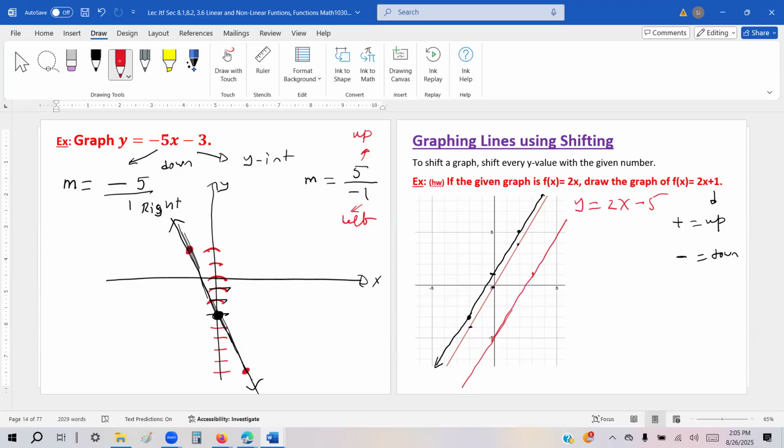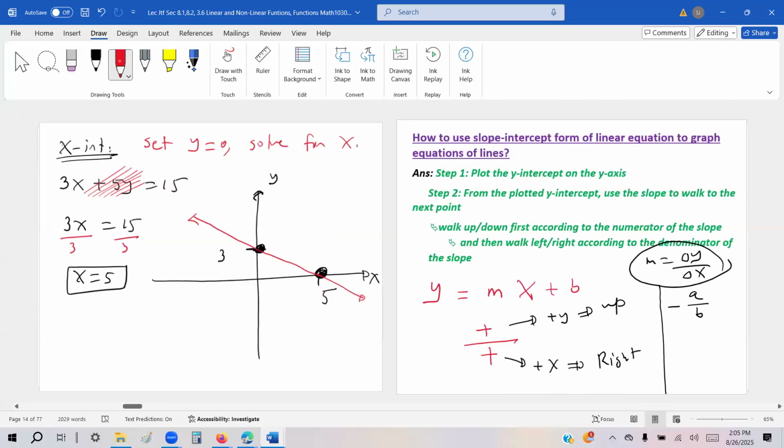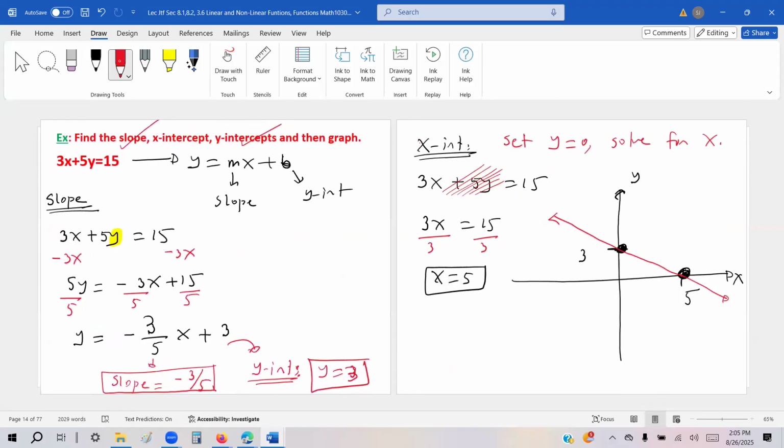Tomorrow, not tomorrow, on Friday, I'm going to give a quiz. And the quiz will be at the beginning of the class. And I'm going to ask one of these questions. Find the slope, x-intercept, y-intercept, and the graph. It's not over here, but I'm going to. That is Friday. Next week.